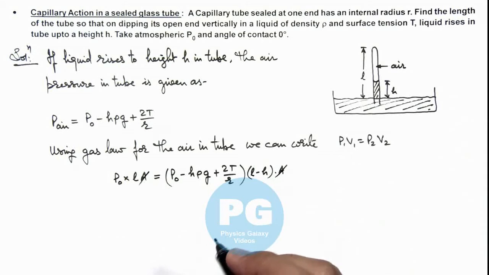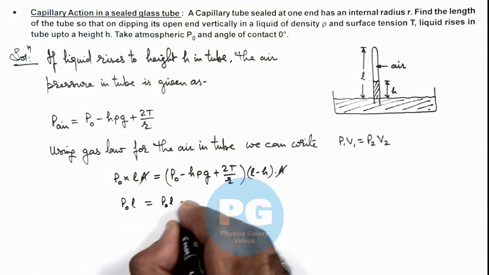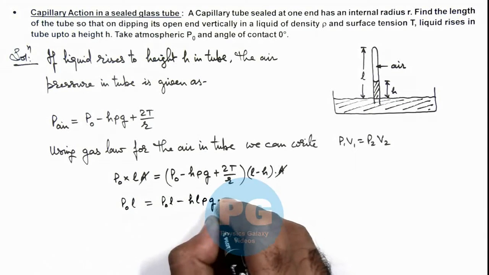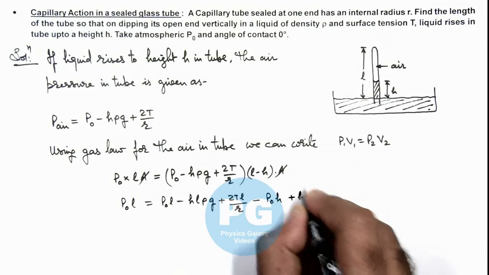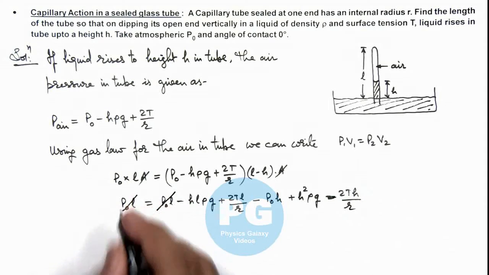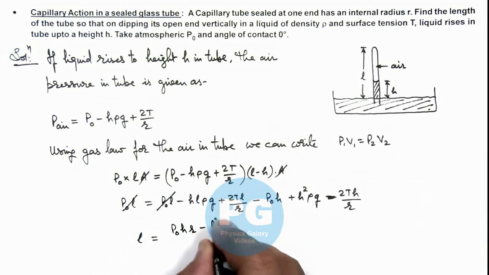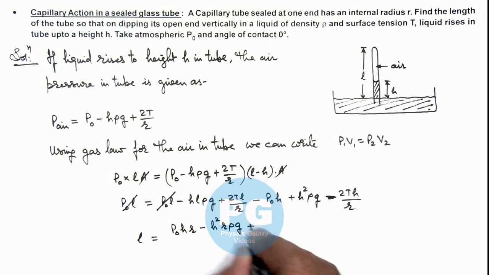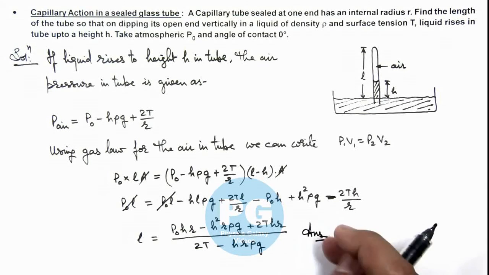Here A gets cancelled out, and if we simplify this relation, this gives us P0 L is equals to P0 L minus h L rho g plus 2T L by R minus P0 h plus h square rho g minus 2T h by R. Here P0 L also gets cancelled out, and on simplifying this relation we get the length of this capillary tube which is given as P0 h R minus h square R rho g plus 2T h R divided by 2T minus h R rho g. That is the result of this problem, the length of the sealed capillary.